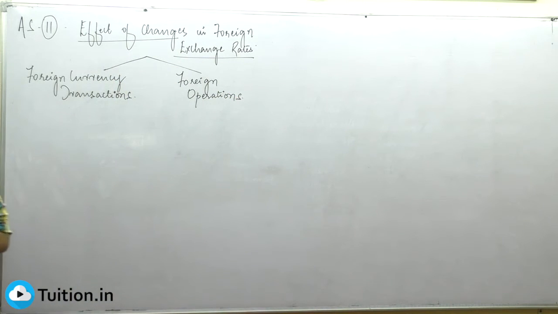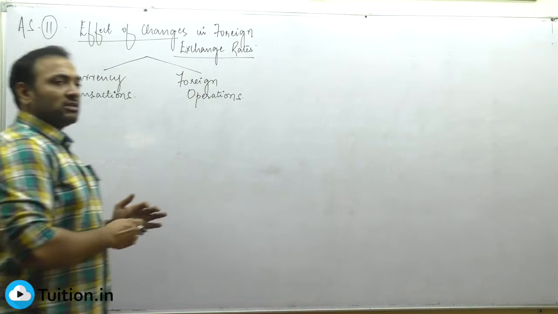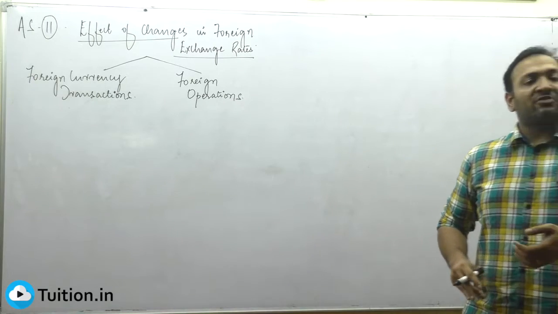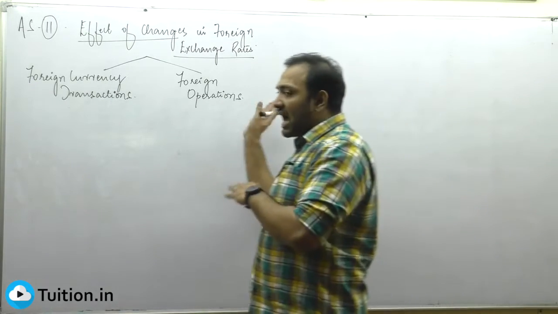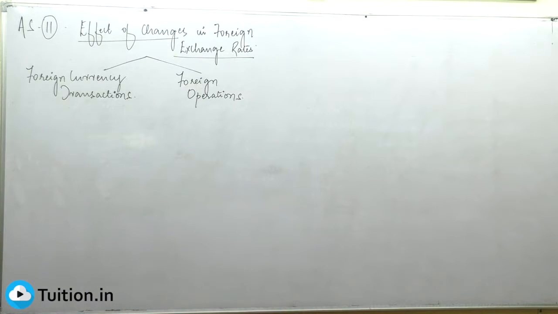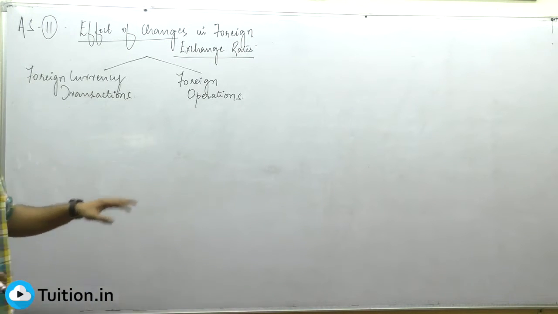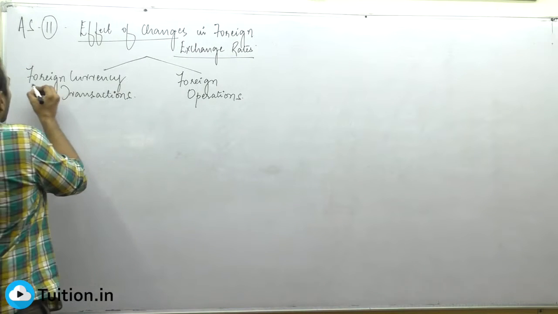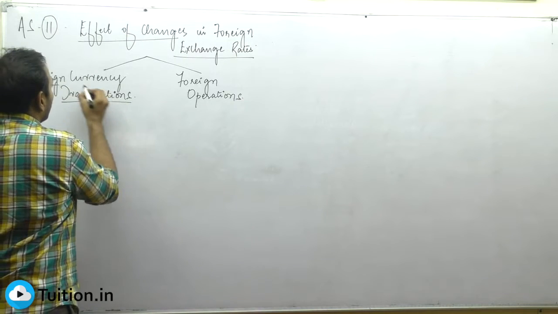Earlier it used to apply to even forward exchange contracts, but later on as the standard evolved, that portion was removed from this and was included as a part of financial instruments. Otherwise it had another part called forward exchange contracts. Not applicable for IPCC level because it's a CA final portion. There's no point of discussing them. We'll only be talking about these two things: foreign currency transactions and foreign operations.